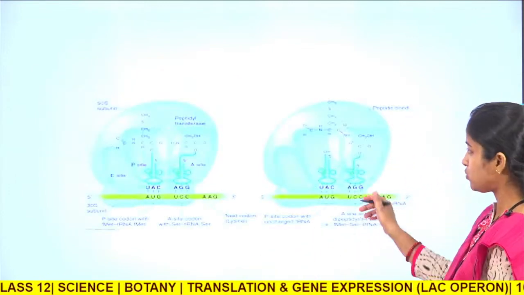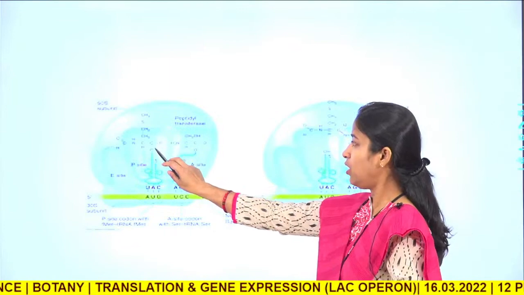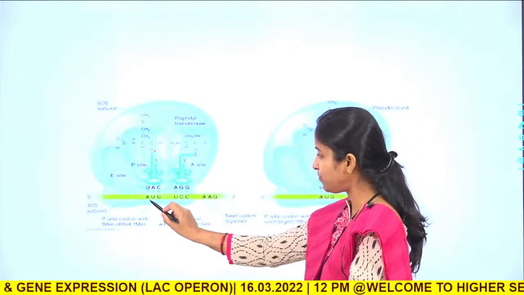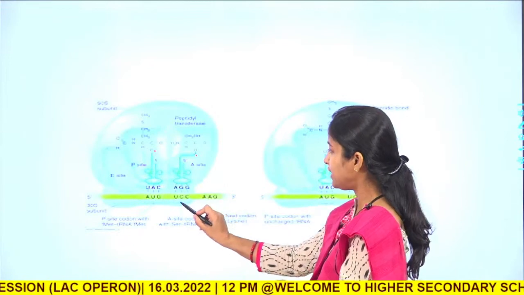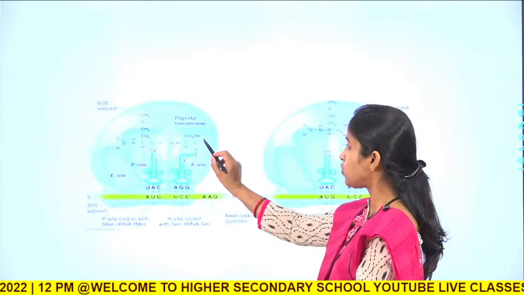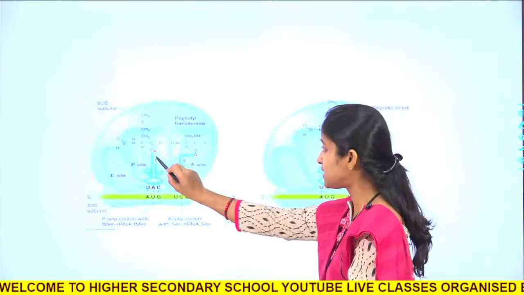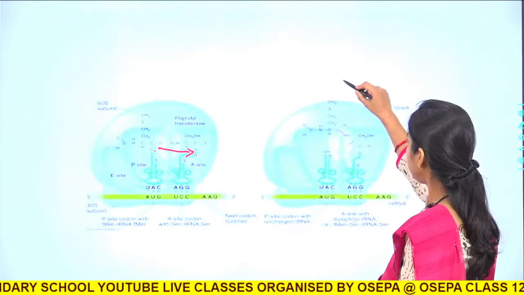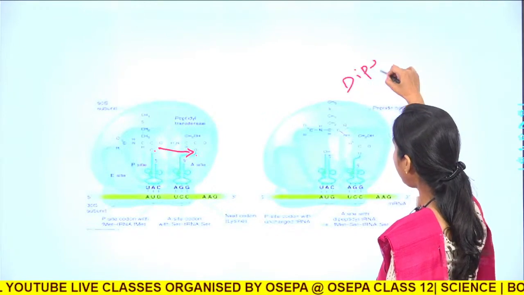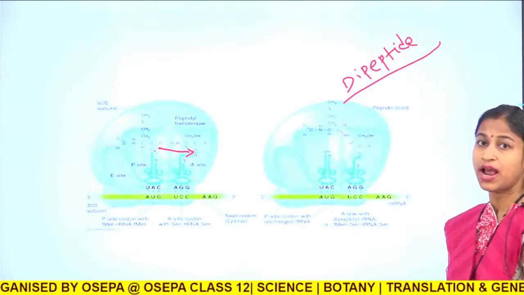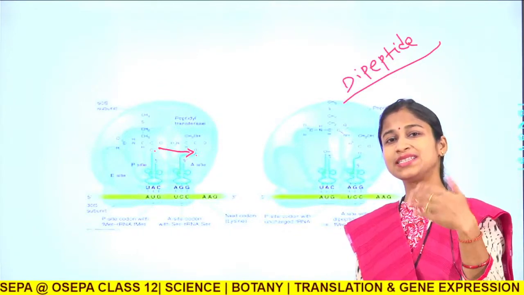Here you see now two amino acids are there. This is AUG, the first amino acid or methionine, this is UCC and this codes for serine. So this methionine will come and bind to this place and this will form a dipeptide. This is the first step of elongation, and elongation takes place in cycles.